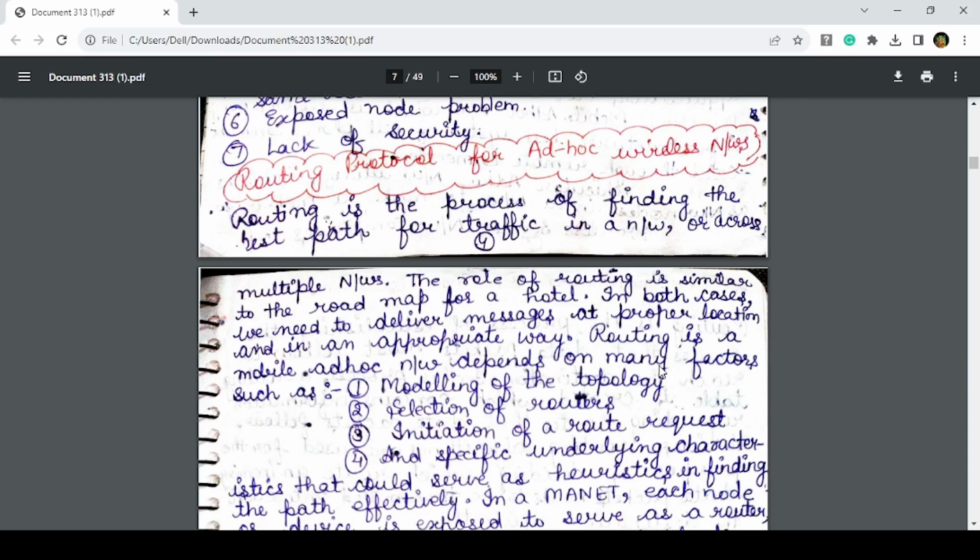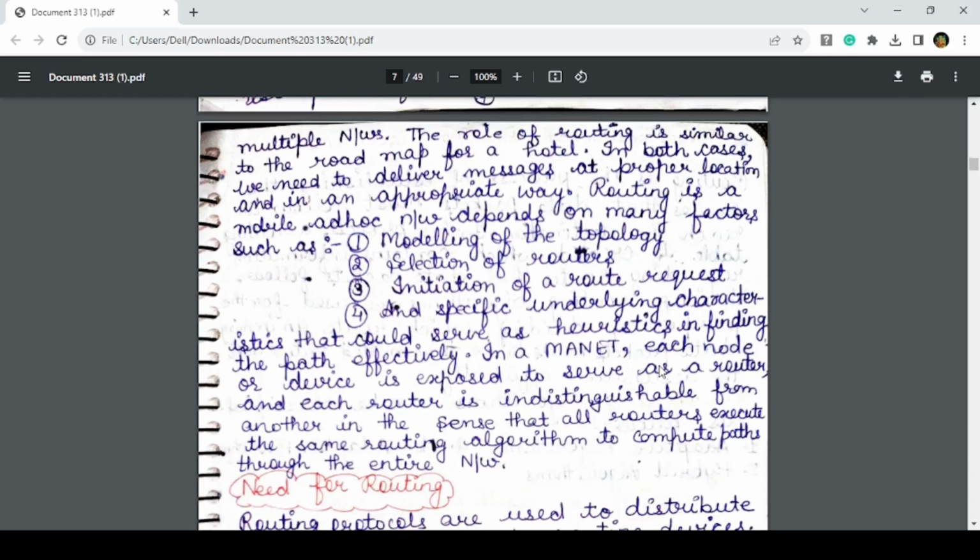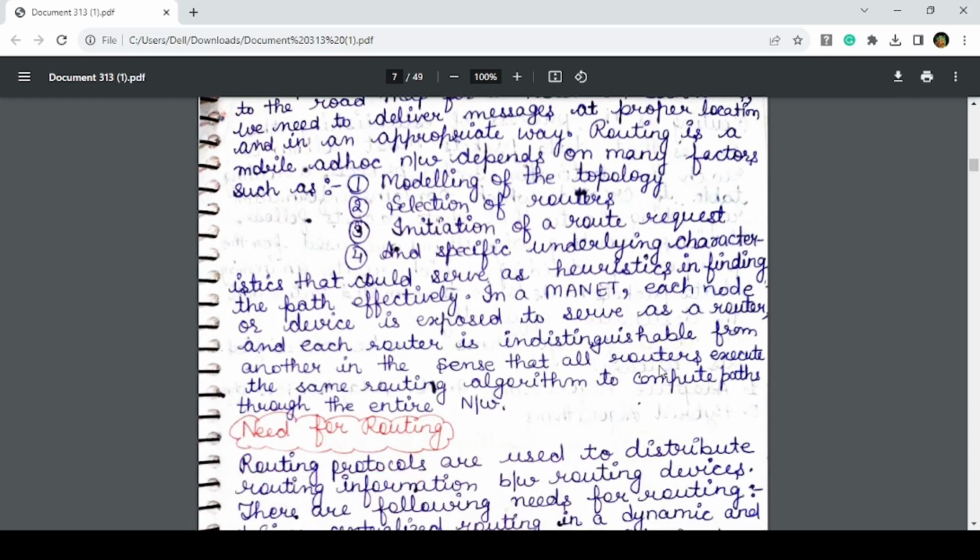Routing in a mobile ad hoc network depends on many factors like modeling of the topology, selection of the routers, initiation of route requests, and specific underlying characteristics which could serve as heuristics in finding the path effectively. In a MANET, every node or device is exposed to serve as a router, and all routers execute the same routing algorithm for computing the path through the entire network.